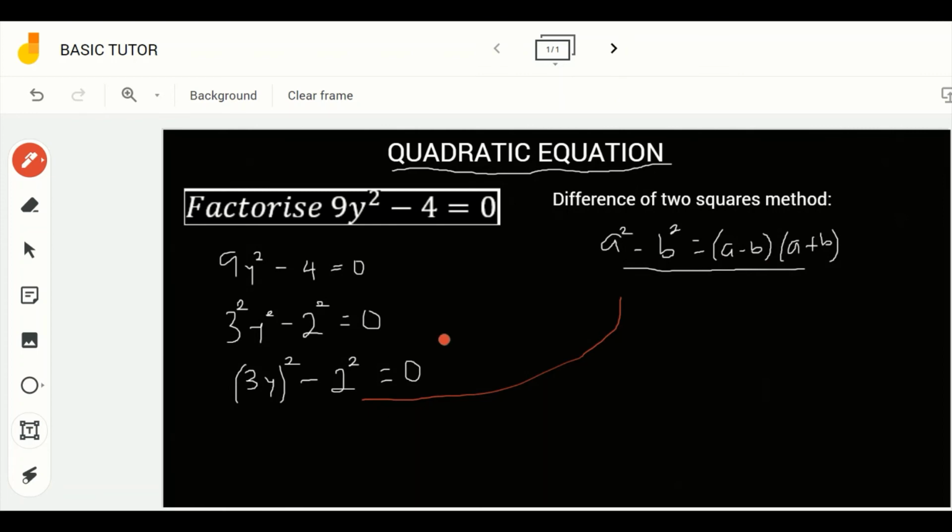That means the factor of this becomes 3y minus 2 times 3y plus 2 equal to 0. So these are the factors of 9y squared minus 4. So this is how we factorized 9y squared minus 4. This is our final answer.